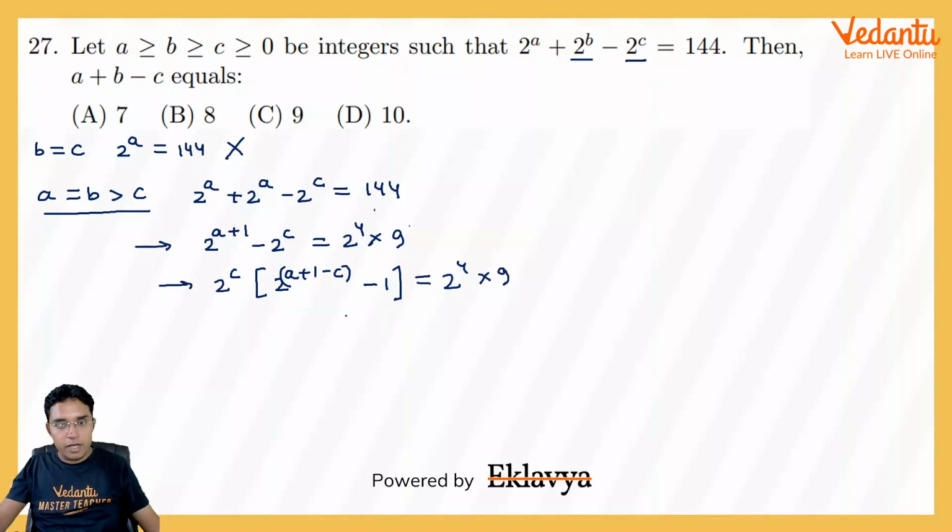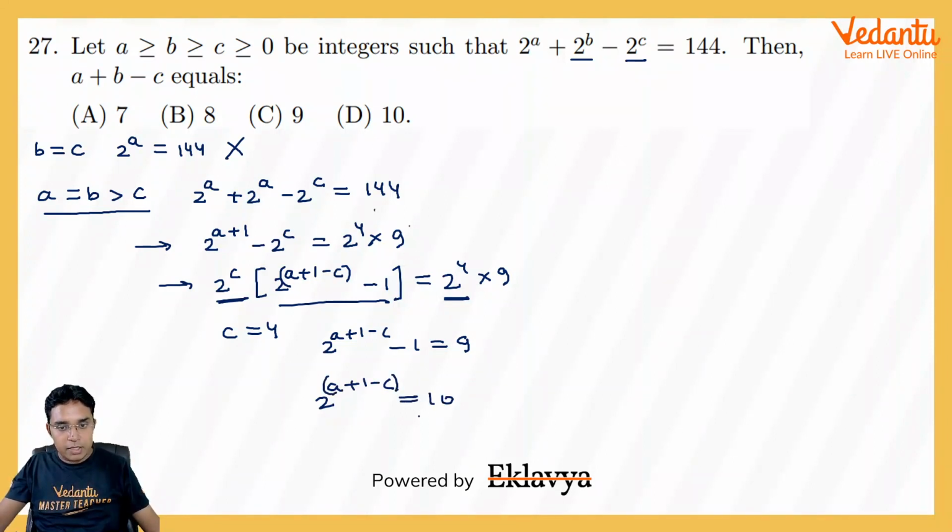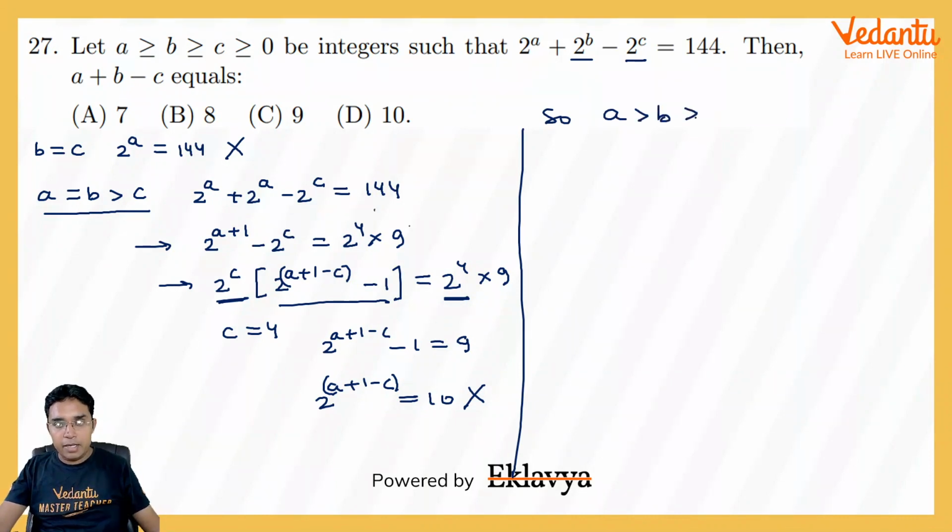So from this what we are getting is that c has to be 4, because this will be an odd number, and this is what is giving us the power of 2. So c will be 4 and 2^(a+1−c) − 1 will be equal to 9. But this also seems to be wrong because in this case we are getting 2 to some positive integer equal to 10. So this is also not possible. So here now I can say that a has to be greater than b, greater than c.